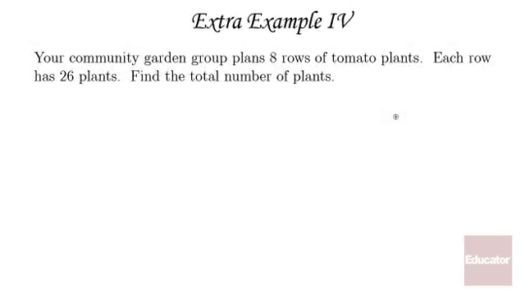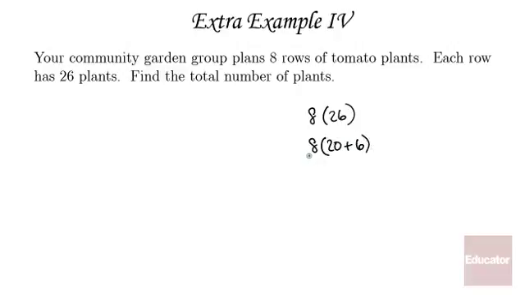Your community garden group plants 8 rows of tomato plants. Each row has 26 plants. Find the total number of plants. So far, we've been breaking apart cents and dollars. You can also break apart place values, such as the tens and the ones. So 8 times 26. I'm going to break apart 26 and make it 20 plus 6.